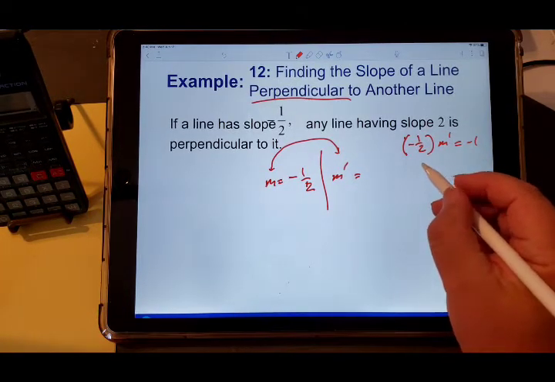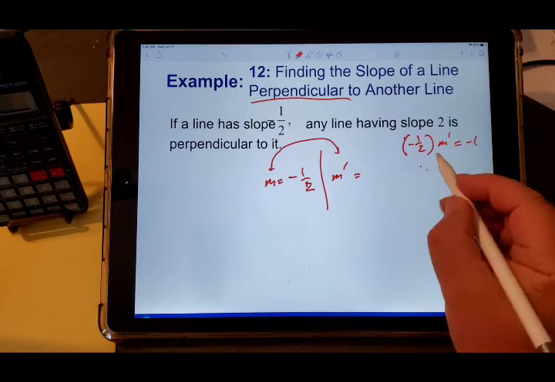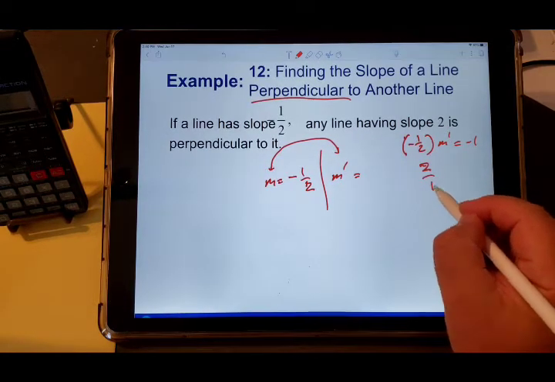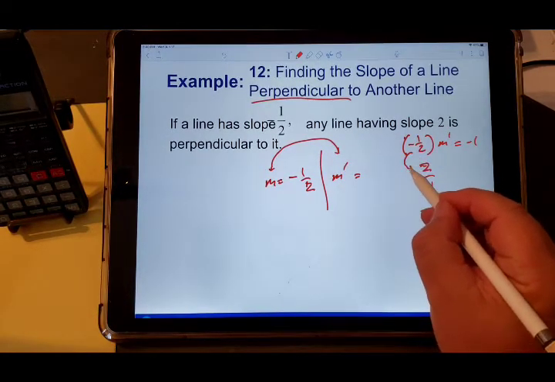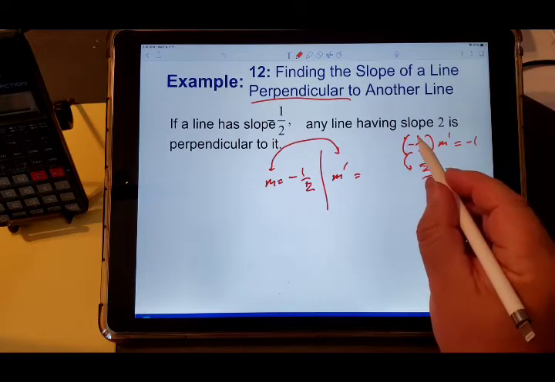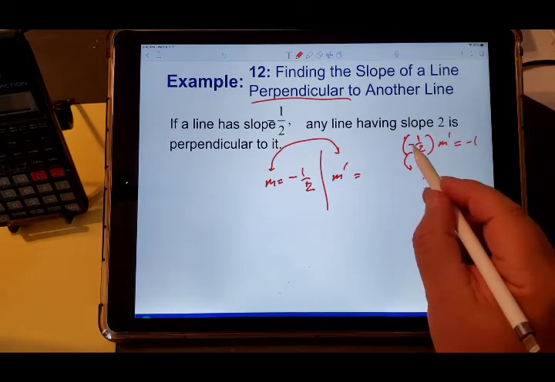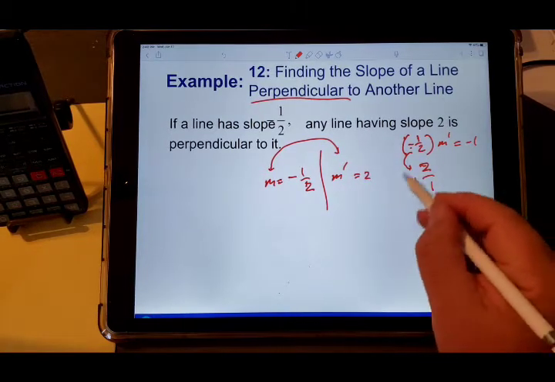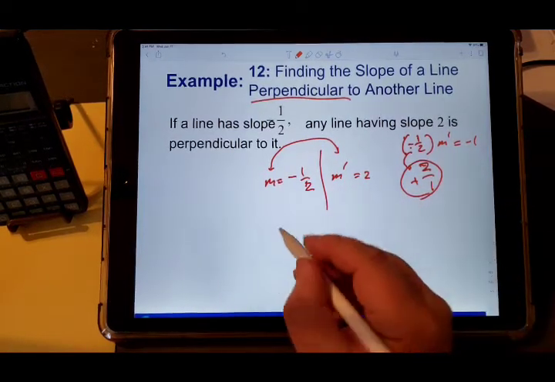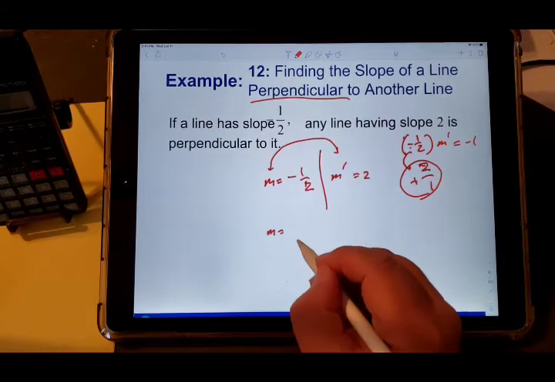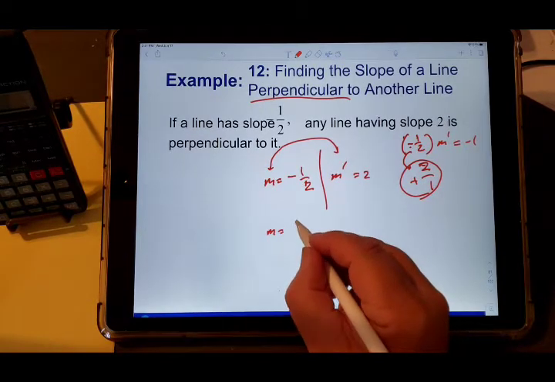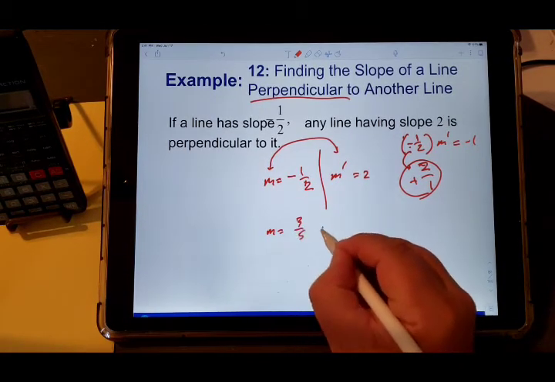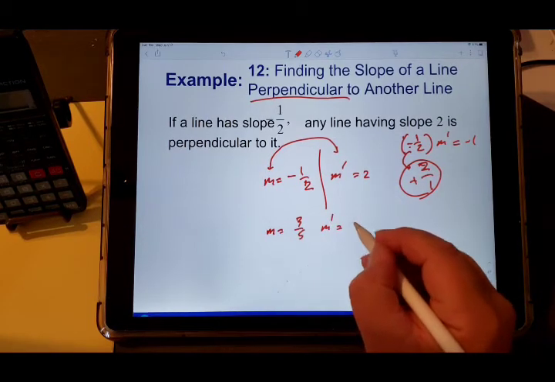So I just think of taking the reciprocal and changing the sign. Two-step process. Take the reciprocal of 1 over 2 is 2 over 1, and change the sign. If it was negative, make it positive. So once I simplify that, it's positive 2. I'll do another example. That was almost too easy. Let's say I had 3/5, the perpendicular would be -5/3.